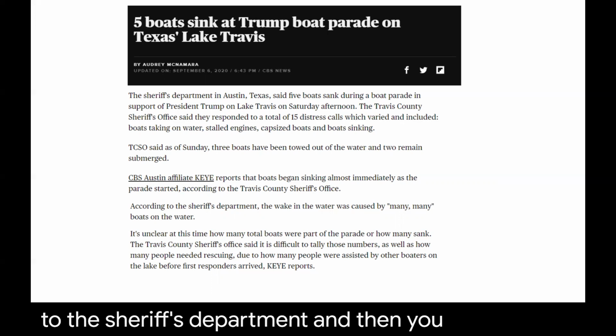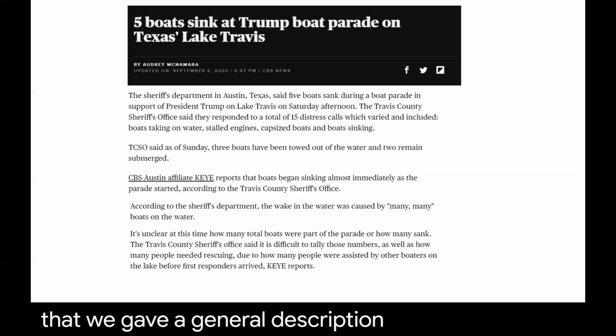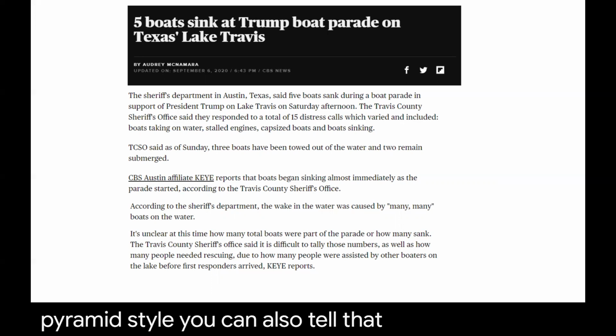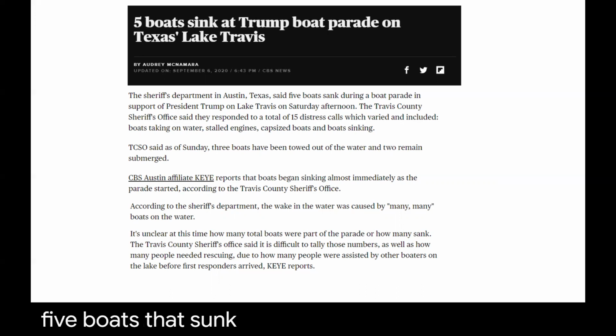And then you can notice that we gave a general description of the Sheriff's Department in the first sentence, and then we actually include the full name of the Sheriff's Department in the second sentence. By the third sentence, we are abbreviating it, which allows us to shorten our copy, but you can see the amount of detail kind of varies between the 3 sentences, following inverted pyramid style. You can also tell that we have 5 boats that sunk, which is the most important thing, but then we provide some additional detail, which is not as important, but still pretty important, that 15 distress calls went out.